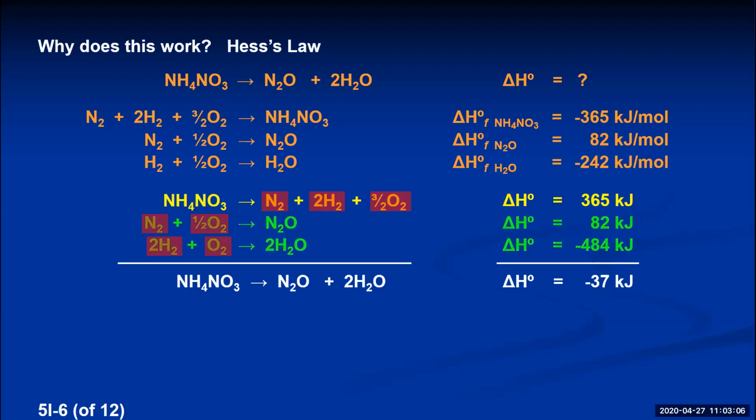What did we do with the products? We left them exactly how they are. We didn't reverse them, so you don't subtract them, you add them, but if there's a coefficient in the balanced equation, you have to multiply by that coefficient.